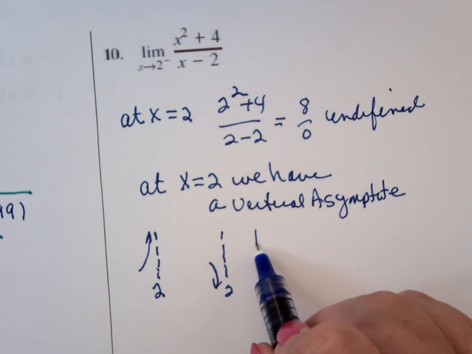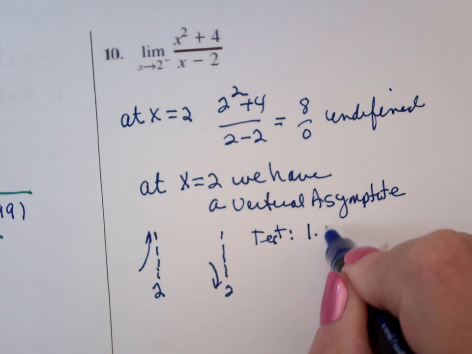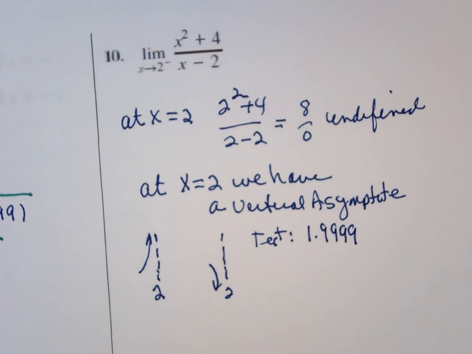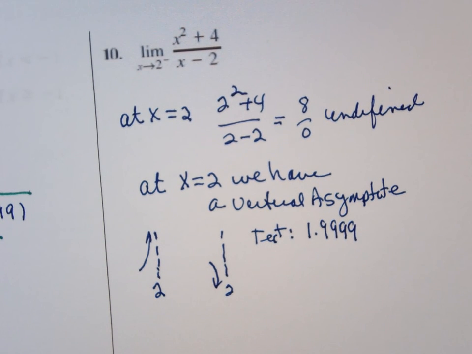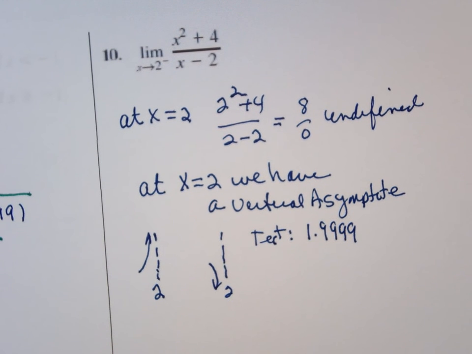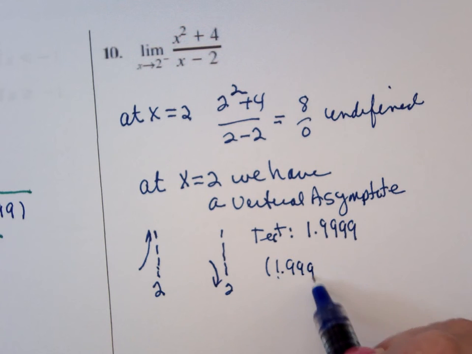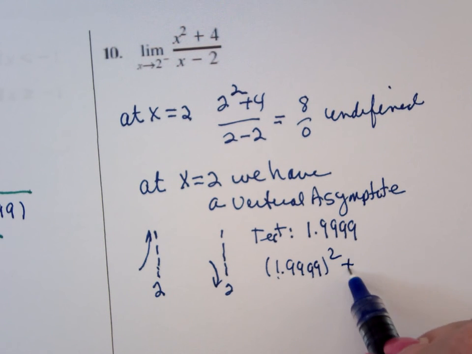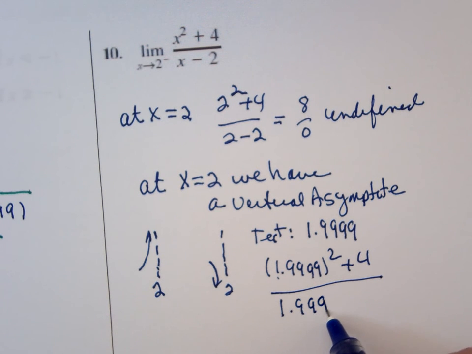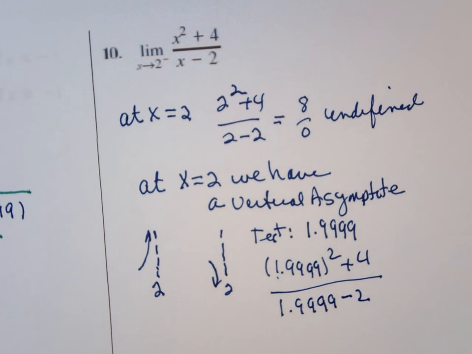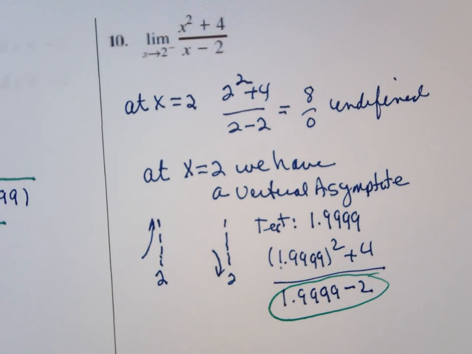So I'm going to test. Well, let's do our 1.9999, see what happens. Well, that's going to be easy enough, isn't it? Because if I look at 1.9999 squared plus 4 over 1.9999 minus 2, what's this guy? Is he positive or negative? Negative. He's negative.